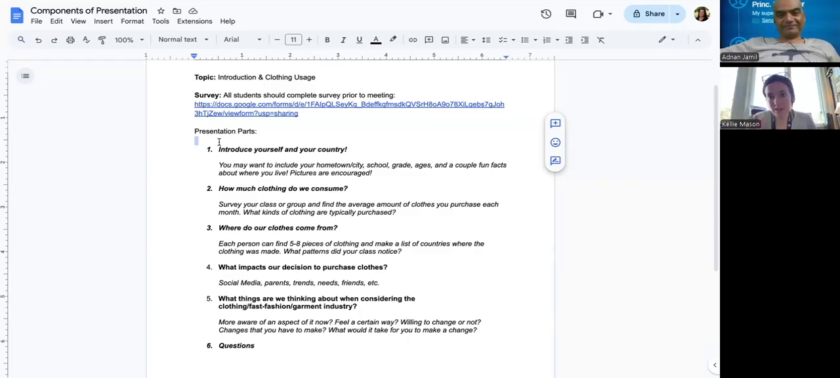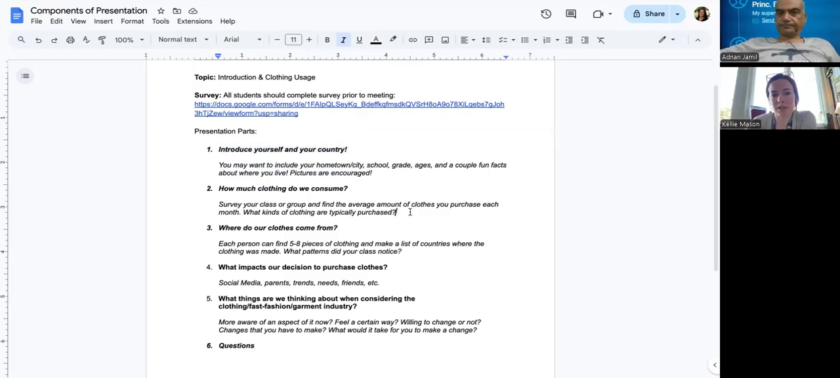So, to review at the top, the survey would be the first part that students could take. And then in the meeting that we have, they can make a slide presentation, but they don't have to. They can just talk about these parts. It's nice to see pictures if possible of where everyone is.